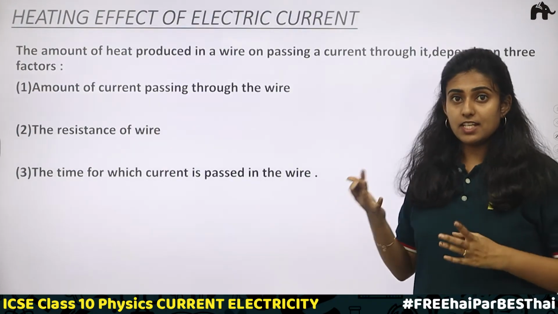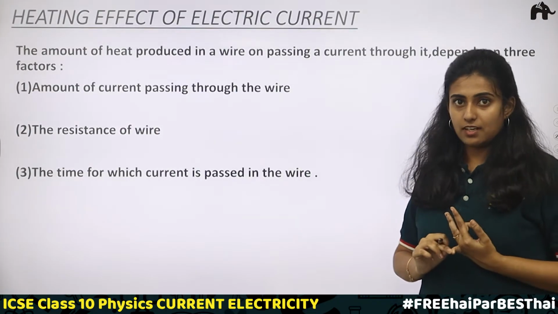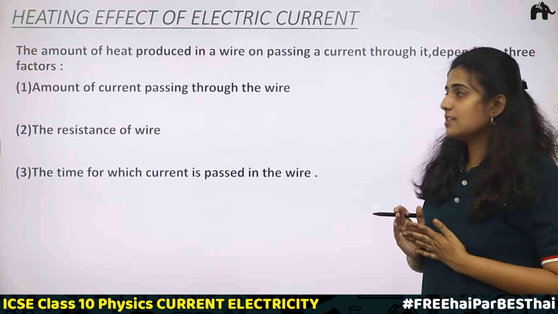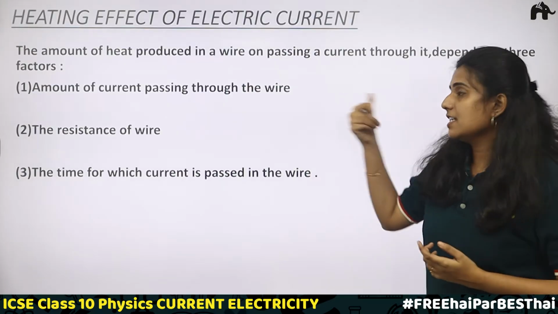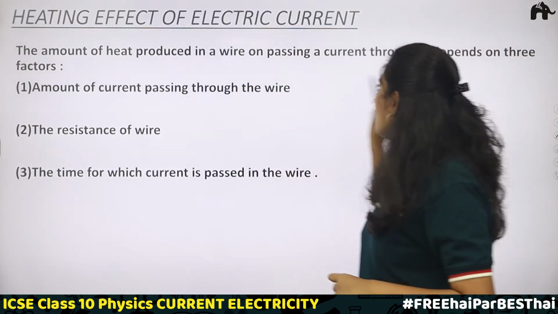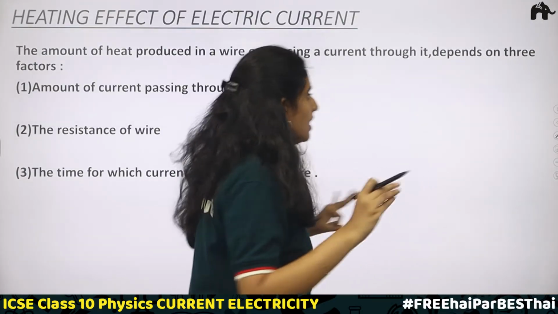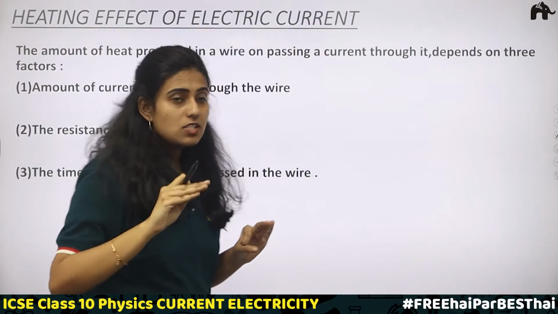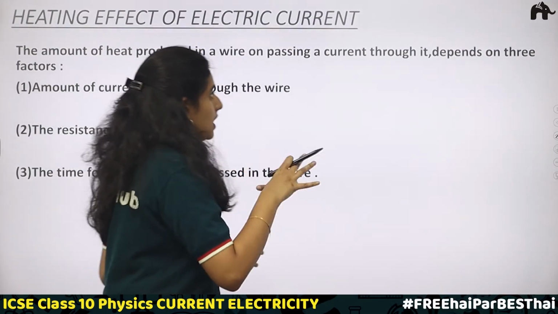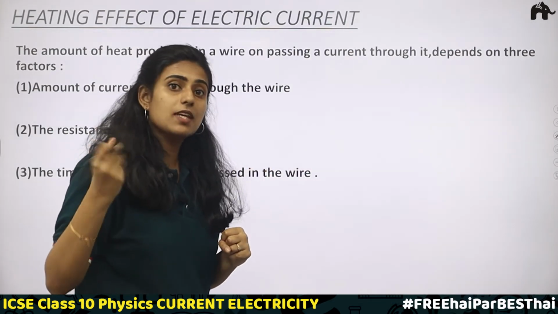But this heating effect is going to be useful in some devices. For example, in case of electric oven, microwave oven, heaters, in all these devices, the useful heating energy is obtained. The amount of heat produced in a wire on passing current through it depends on 3 factors. When electrical energy is passed through a wire, it starts to get heated up. In some cases, when more current flows, it starts to melt and the device may get damaged.